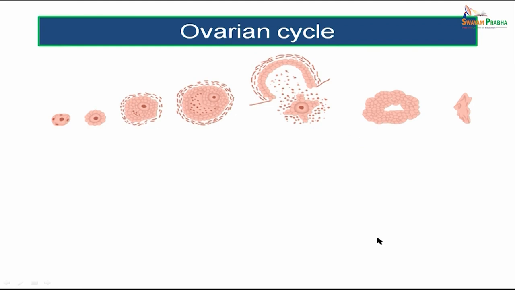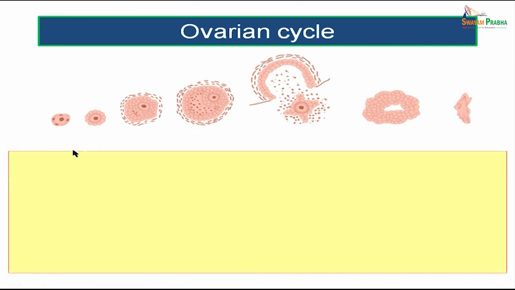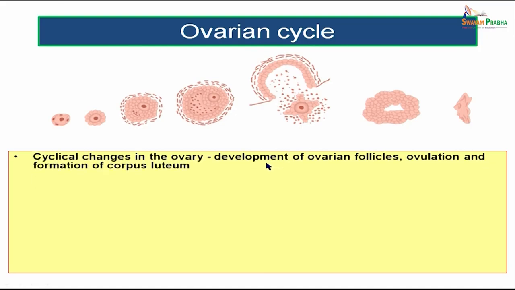All these events happen within the ovary, and the events happening in a sequential manner within the ovary are known as the ovarian cycle. The ovarian cycle can be defined as the cyclical changes happening in the ovary, and this includes the development of ovarian follicles, ovulation and the formation of the corpus luteum.